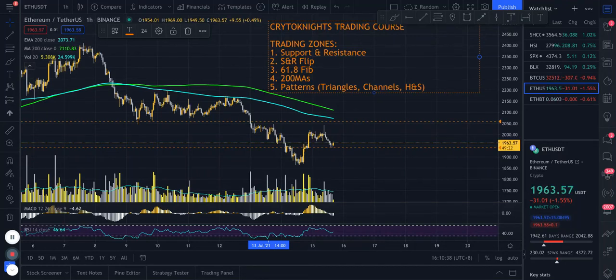Welcome to the Crypto Knights trading course, where I will go over how I trade the markets using technical analysis. In today's video, I'll go over how I identify key price levels or zones where I will look for potential trade setups. It's important to identify key price levels because you don't want to trade in no man's land. It is also important because you can gain experience and consistency by trading from the same types of levels. So let's get into it.